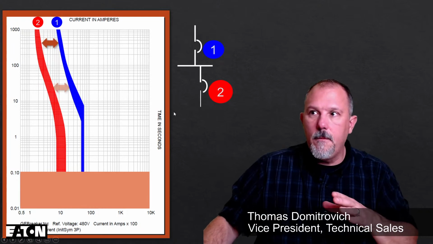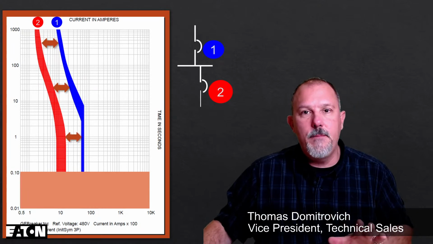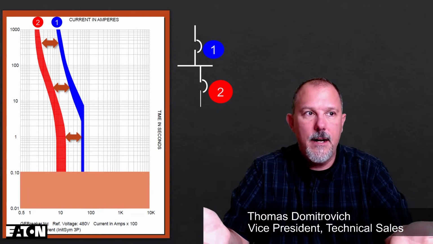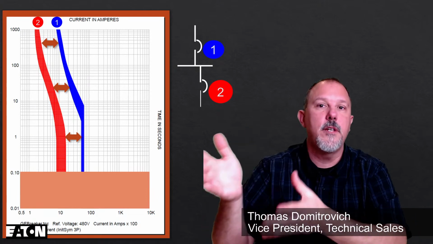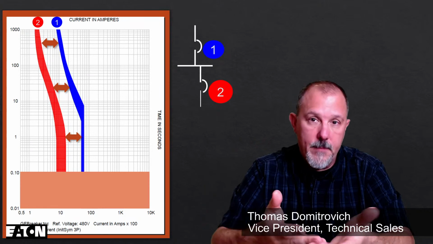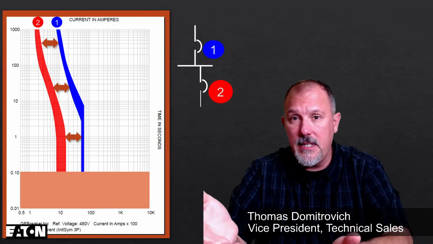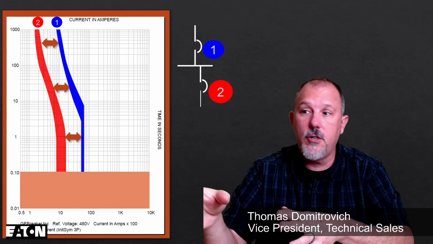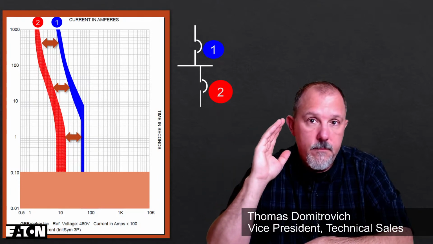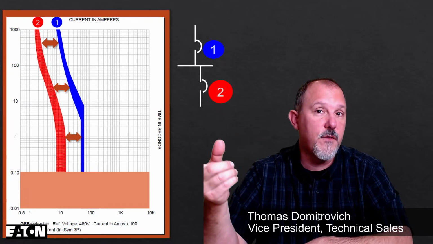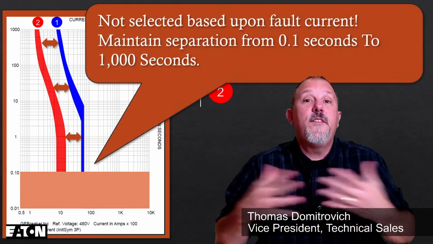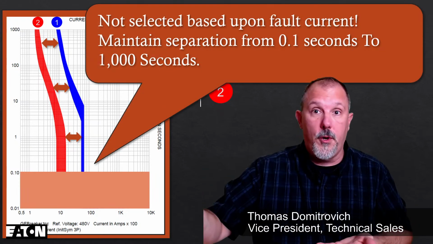All right, so all I'm looking for is space between curves, and really, all I need is somebody who can draw these curves. If I have a tool, I could buy SKM, I could buy EDSA, I could buy Easy Power, I could just plot these two curves, cut everything off below 0.1 seconds. Don't calculate fault currents. Look for space between curves. It's really that simple. And we've developed the tables that basically do this for you.